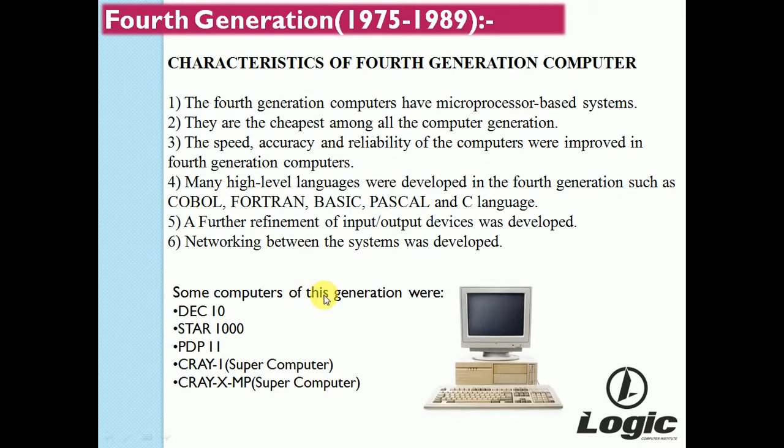Then characteristics of fourth generation computers. The fourth generation computers have microprocessor based systems. They are the cheapest among all the computer generations. The speed and accuracy and reliability of the computer were improved in the fourth generation computers. Many high level languages were developed in the fourth generation such as COBOL, Fortran, Basic, Pascal, and C language. And networks between the systems were developed. These are some examples of fourth generation computers.